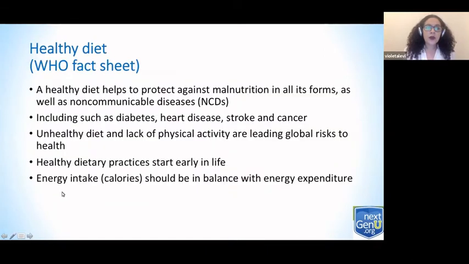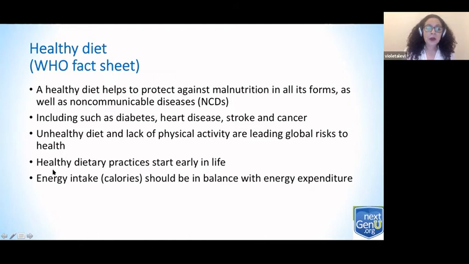So, in the World Health Organization fact sheet, it established that a healthy diet helps to protect against malnutrition in all its forms, as well as non-communicable or chronic diseases, such as diabetes, heart disease, stroke, and cancer. An unhealthy diet and lack of physical activity are leading global risks to health. Healthy dietary practices start early in life. This is very important, that we start having these practices since childhood, so it's easier, because changing habits when we are adults is much more complicated.